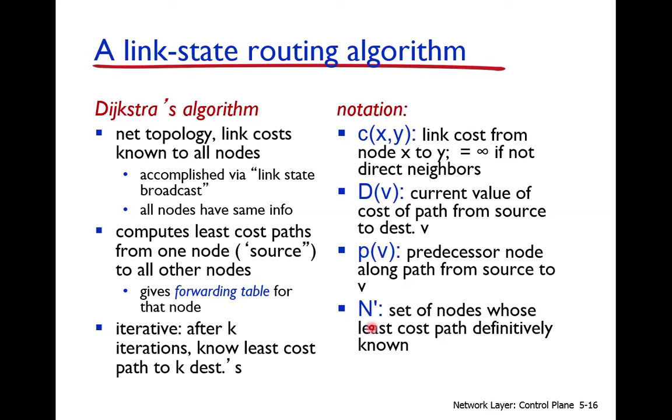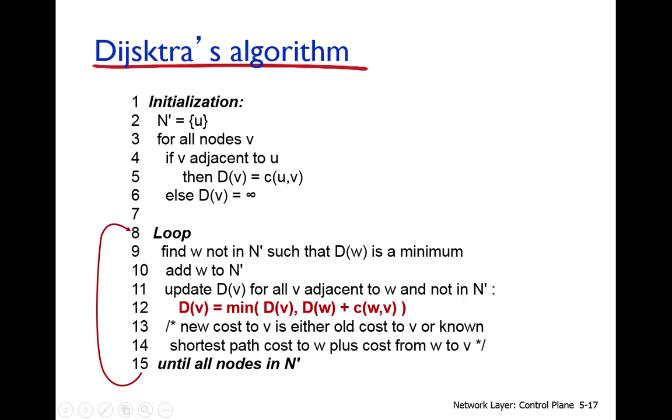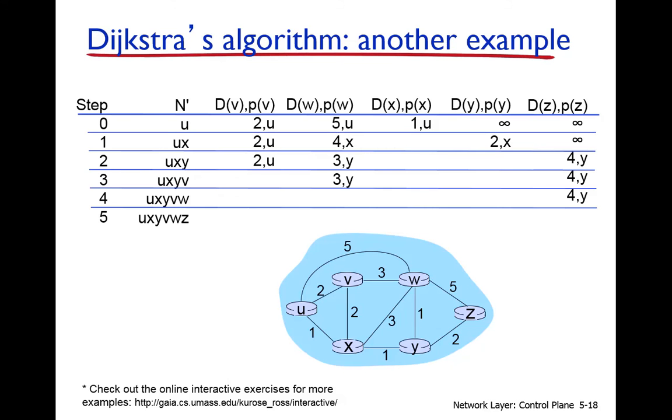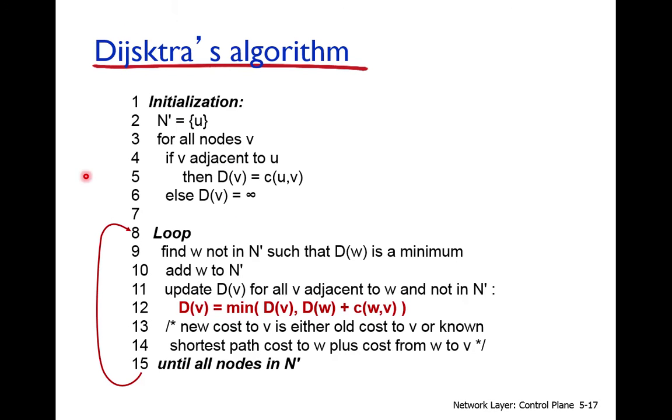And N' is the set of nodes whose least cost path is definitely known, that is, already computed. So this is the set of nodes for whose shortest path is computed. This is actually the pseudo code of the Dijkstra algorithm.